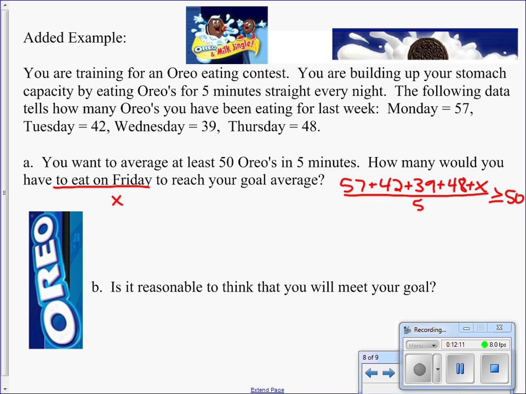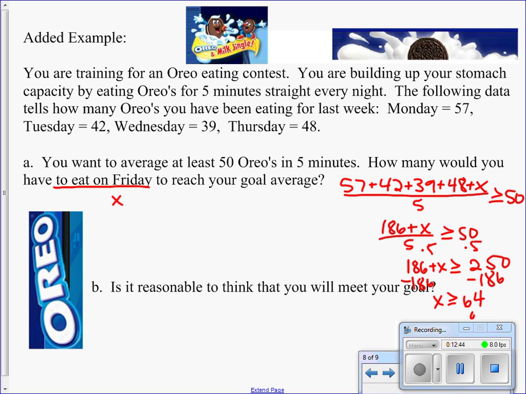Let me grab my calculator. So 57, 42, 39, and 48. That's 186 plus x divided by the 5. Undo the divided by 5. And that has to be at least 250. And you've got to eat at least 64 on Friday. Ugh. 64 Oreos on Friday.